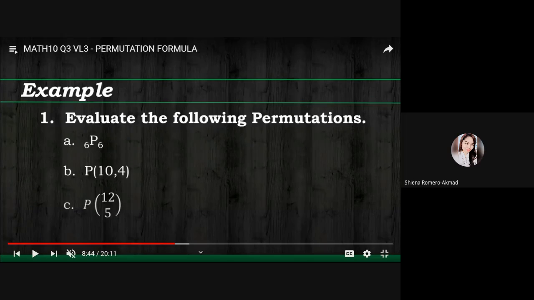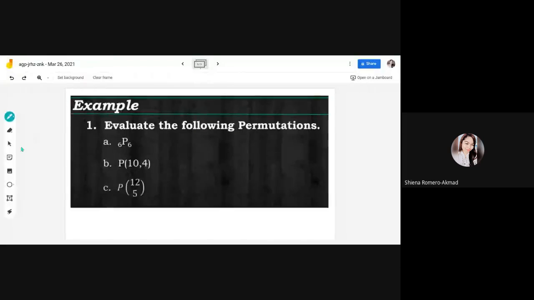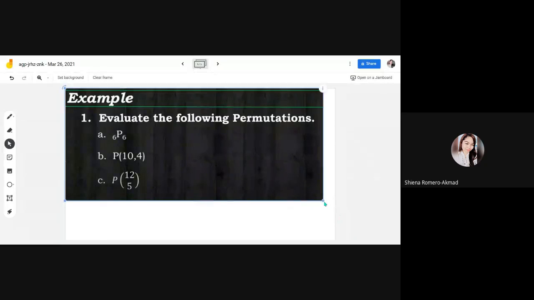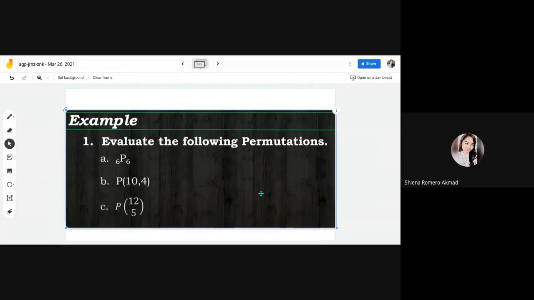So for letter A, we substitute it to the formula. Remember our formula: the permutation of n taken r at a time is equal to n factorial divided by n minus r factorial.